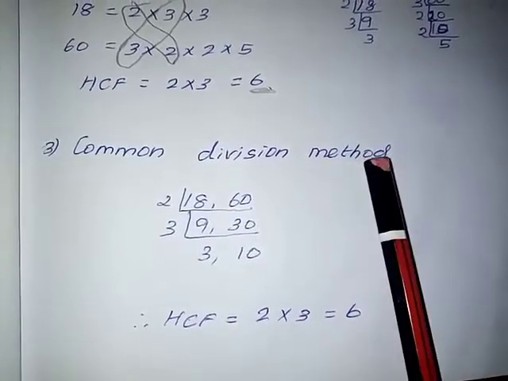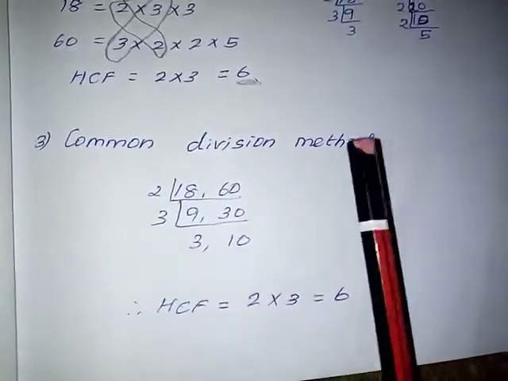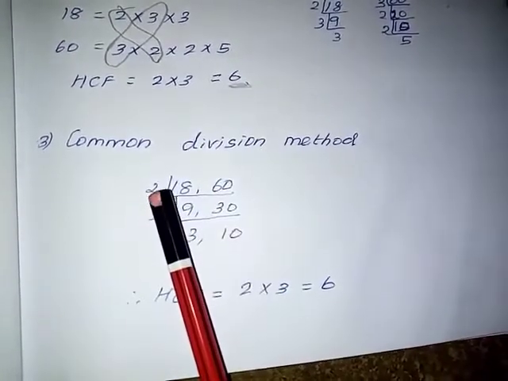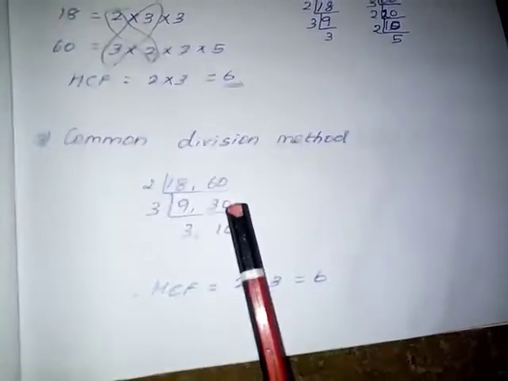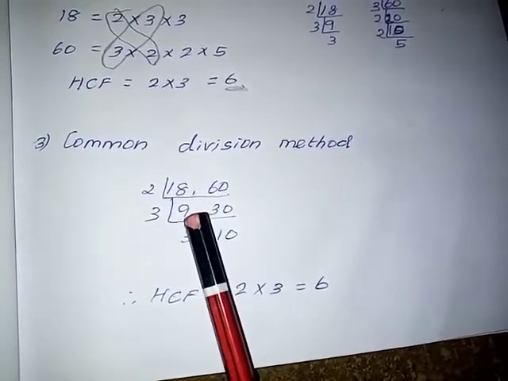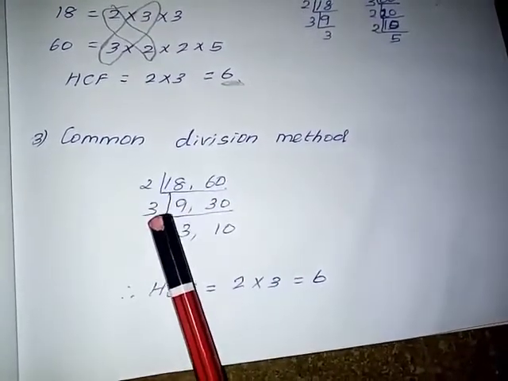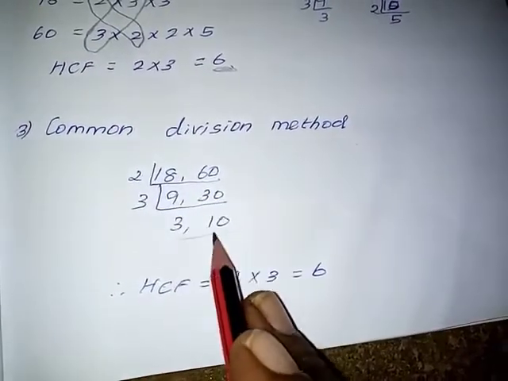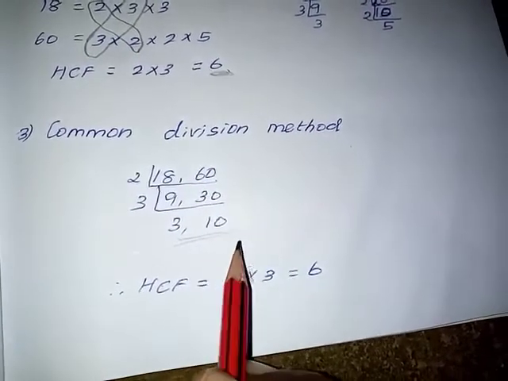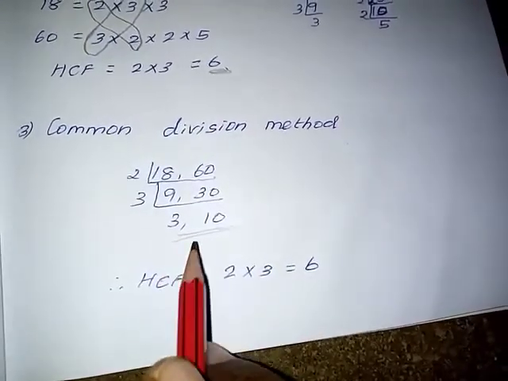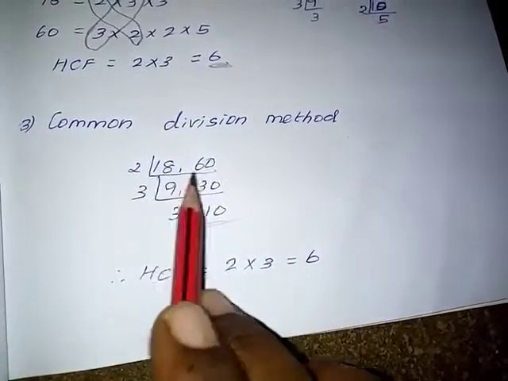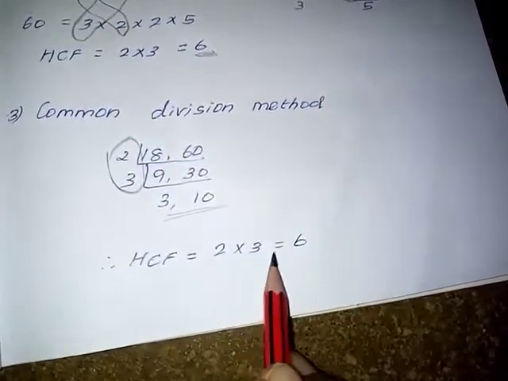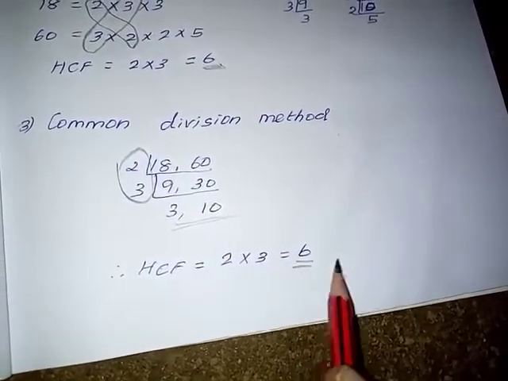Same question, we can do by the third method, common division method. So join together and do the common division. 18 and 60, divide by the 2 table: 9 2s are 18, 30 2s are 60. Now 9 and 30 can be divided by the 3 table: 3 3s are 9, 10 3s are 30. Now 3 and 10 are co-prime numbers, so there is no common divisor. Therefore HCF of 18 and 60 equals the product of the side numbers, 2 into 3 equals 6. So HCF is 6.